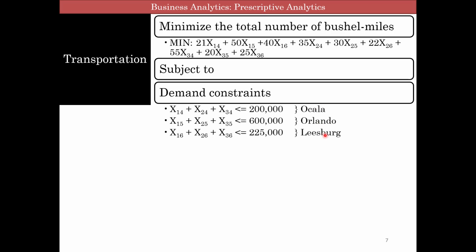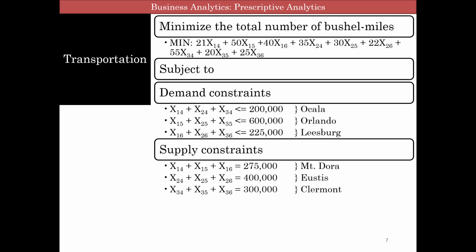From Ocala, Orlando, and Leesburg, these are your demand, right? You're not going to get the entire 200,000 or 600,000 for all 3 because there's not 1,075,000 bushels. There's only 975. So obviously then when supply is less than demand, your demand constraints all will have less than, right? So you're saying all the arrows that go into Ocala is less than 200,000. And similarly for Orlando and Leesburg.